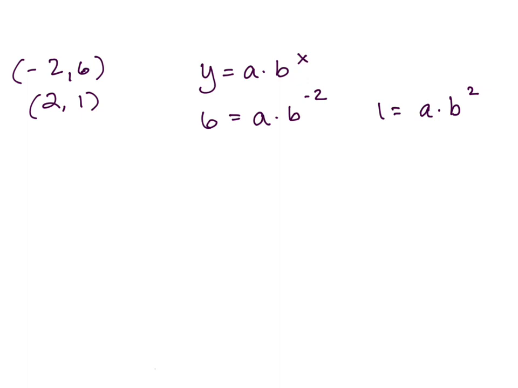We're going to take one of the equations, we're going to solve for a. I would say it's best to solve with positive exponents. That always feels easiest for me. Are you with me? So what we're going to do is take this second equation right here, 1 equals a times b to the second power, and we're going to divide both sides by b to the second power, so that we have a is equal to 1 over b squared.